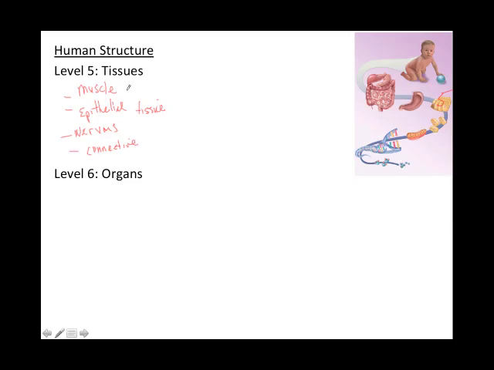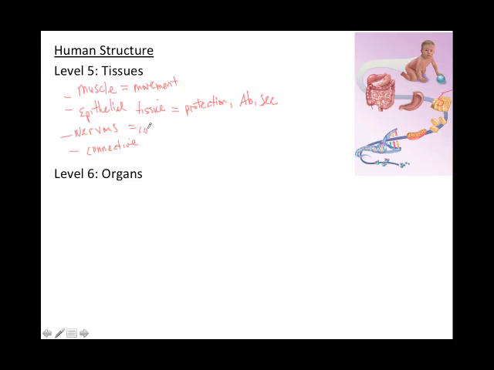So while each of these tissues has its own unique function, muscle tissue for example, even though we have different tissues in there, all those are involved in movement in some way. Epithelial tissues are involved in protection, absorption, secretion, so your skin, your glands, the inner lining of your gut are all made up of epithelial tissues.